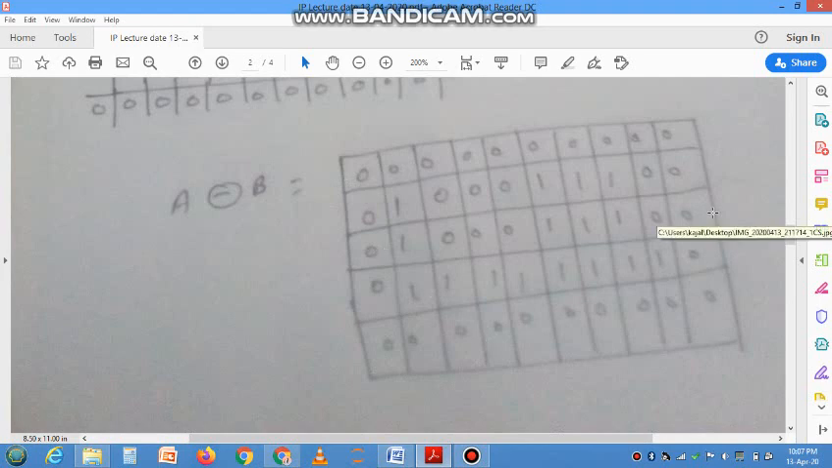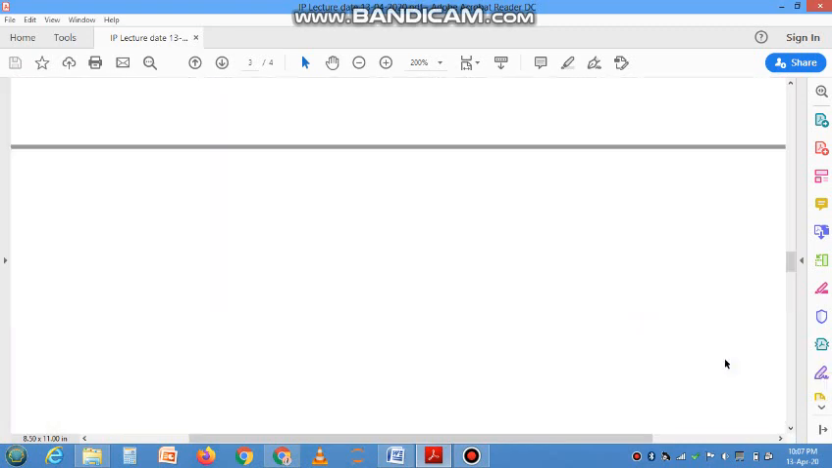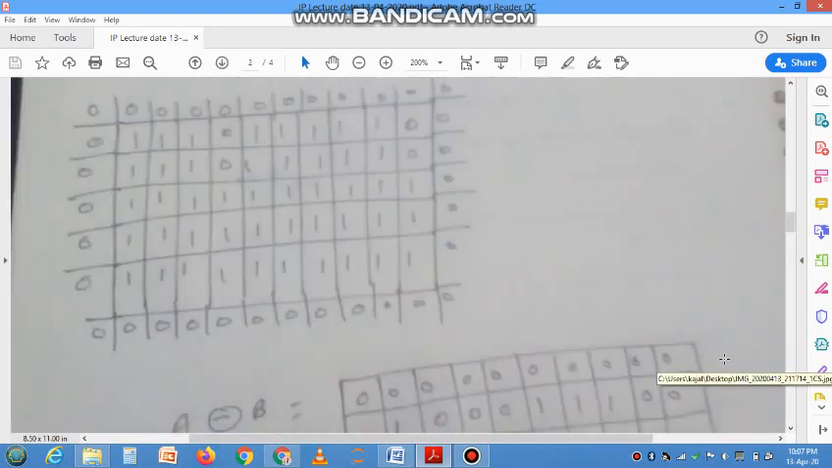It means we have calculated A erosion of B till now, but we have to perform the boundary extraction on the given image. This is the given image, and in order to perform the boundary extraction, we have to subtract this A erosion B from the given image. So in the second step we will subtract it.